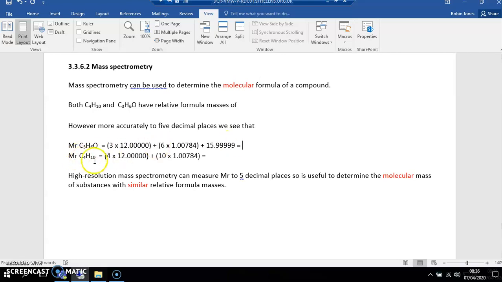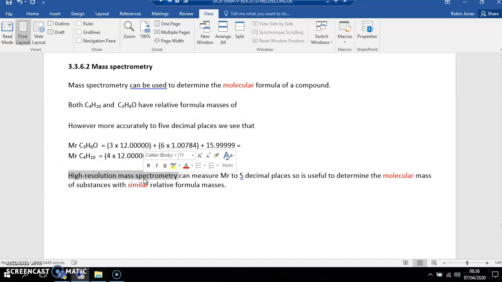And similarly, C4H10, 4 multiplied by 12.00000, add 10 multiplied by 1.00784 for the hydrogens, give me the relative formula mass of this. And now, to 5 decimal places, you will find out that they were different. So you can distinguish between C4H10 and C3H6O, not using a low resolution mass spectrometer, because it doesn't measure to any decimal places, but you can if you use a high resolution mass spectrometer.